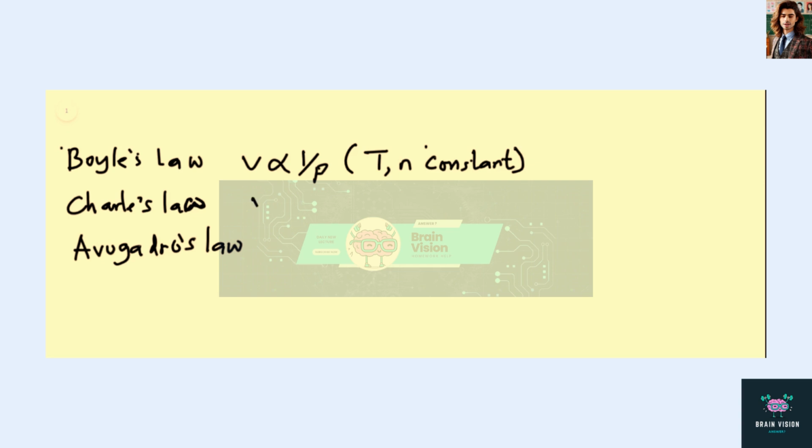So Charles' law states that as you increase temperature, volume increases. That means volume is directly proportional to temperature at constant pressure, and N is constant as well.